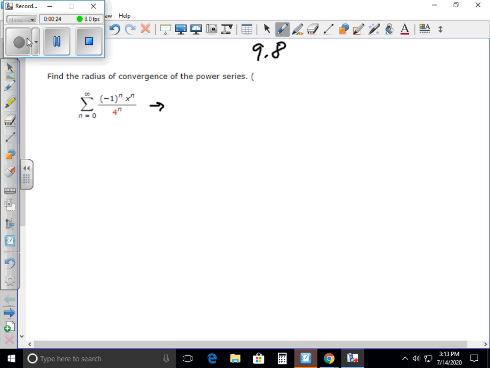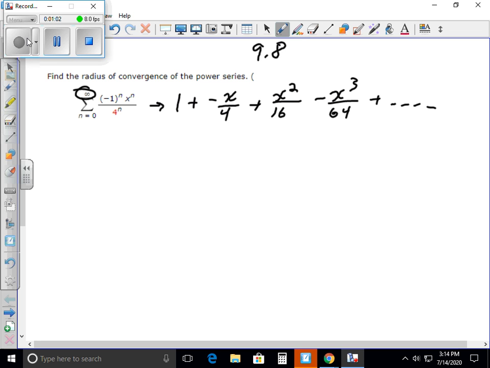That's a series. Notice if we put a 0 in, we get -1 to the 0 power, which is 1, x to the 0, which is 1, over 4 to the 0, which is 1. Then when we put in a 1, we're going to get negative x over 4, and then x squared over 16, and then x cubed over 64, and so forth. And that goes on forever. So for certain values of x, this will converge. For certain values of x, this will diverge.